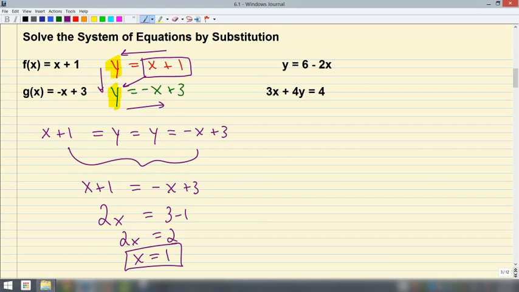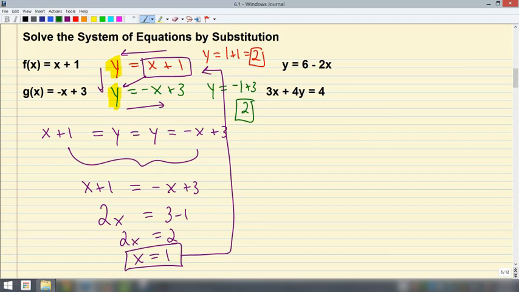This is only half of the ordered pair. So we need to take this answer and back substitute to solve for y. So we know we did it right, because it doesn't matter which one we plugged it into, we got the same answer.